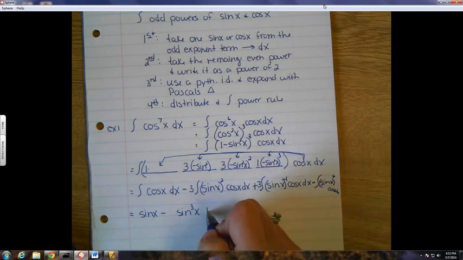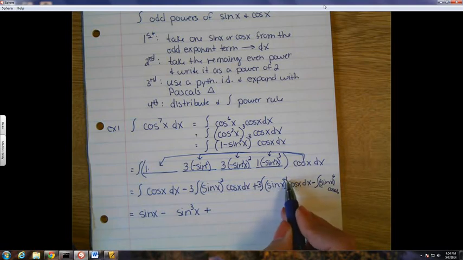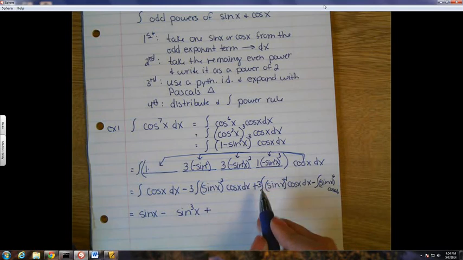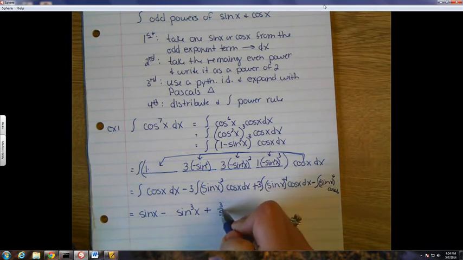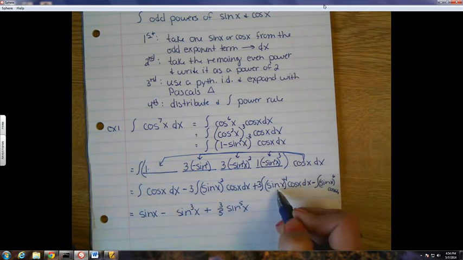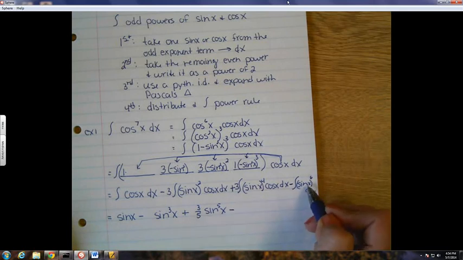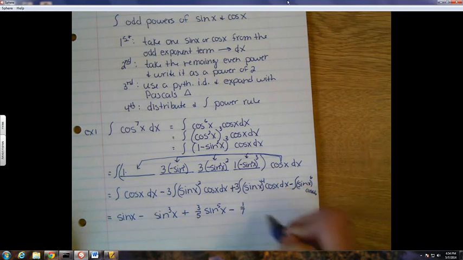Next one. Inside is sine, derivative of cosine. Every time it's going to work for us. So now I can just do the power rule. So add 1 there, I'm going to have a 5 and a 1/5. So that will give me 3/5 sine to the 5th. And then my last one, minus, add 1, I get 7, I need a 1/7. Plus 3.